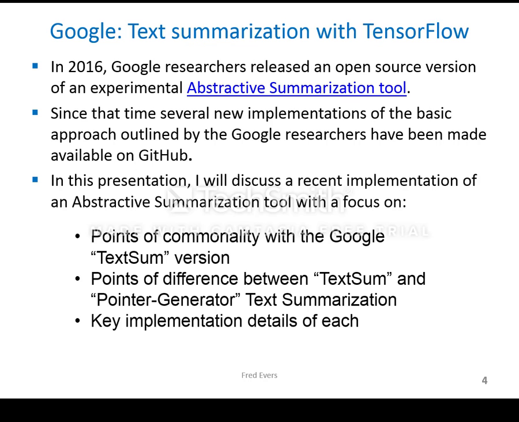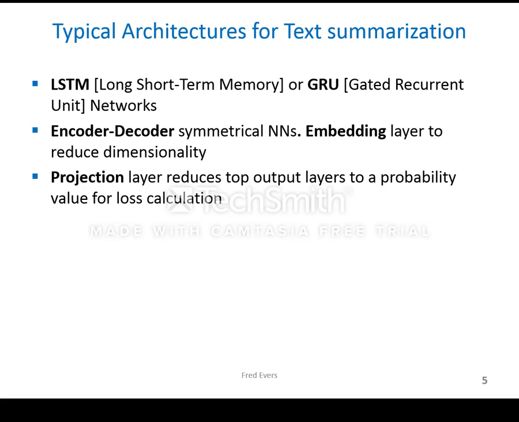In 2016, Google researchers released an open source version of an abstractive summarization tool. Since that time, a number of new implementations have been released and open sourced on GitHub, and it's possible to go up there and download them. So what I have done is I have modified a number of those in order to address the major drawbacks of text summarization, or to show how people have attempted to address those major drawbacks.